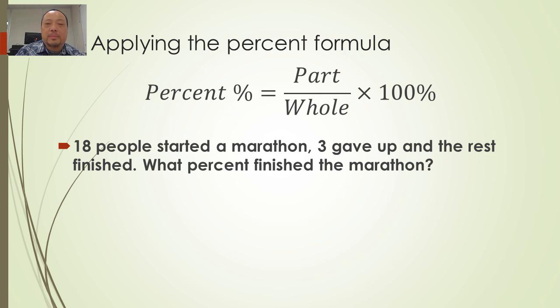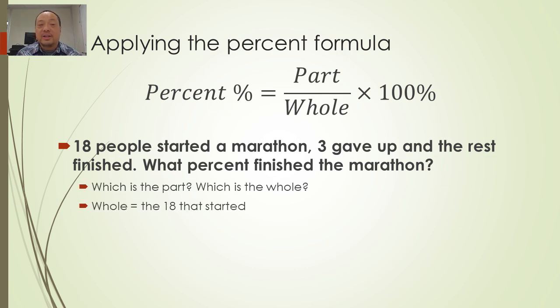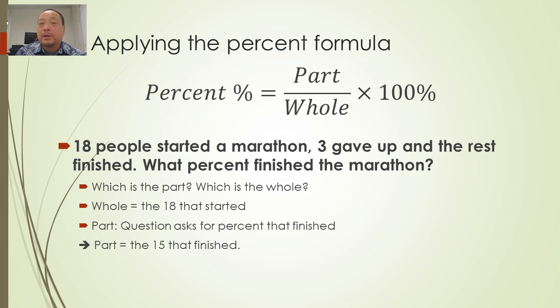Next example. 18 people started a marathon. 3 gave up, and the rest finished. What percent finished the marathon? What is the part and what is the whole? The whole is easy. It's the 18 who started a marathon. But the part, the question asks for the percent that finished the marathon. That part is 15 people, not 18, not 3. The 3 gave up. That leaves the 15 that finished.